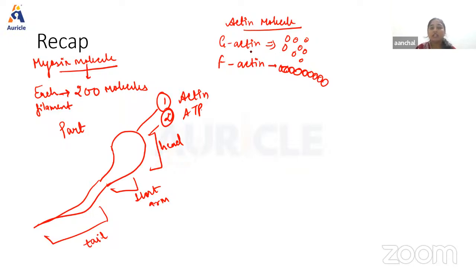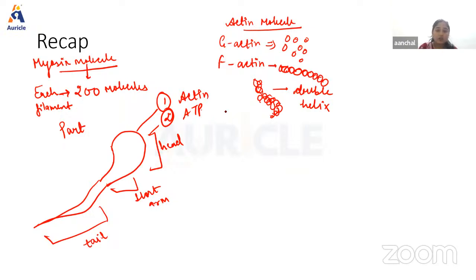Then the actin molecule is two F-actin strands going to bind like this. So they will be forming the actin molecule, okay? Basically the actin molecule is the actin filament, and they are forming the double helix structure. Okay, so this is forming the double helix structure, right?